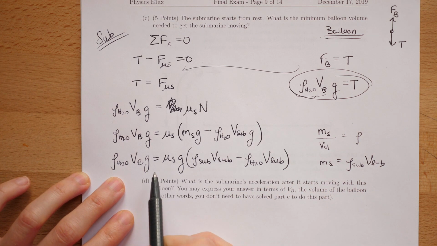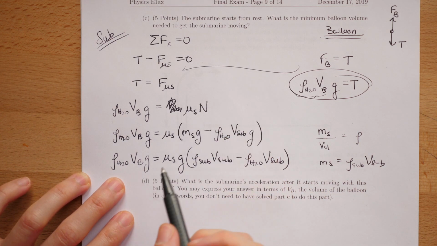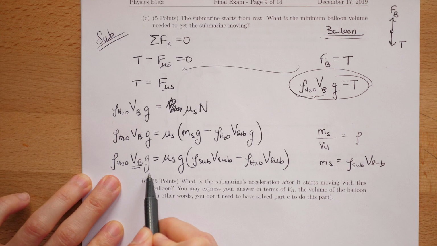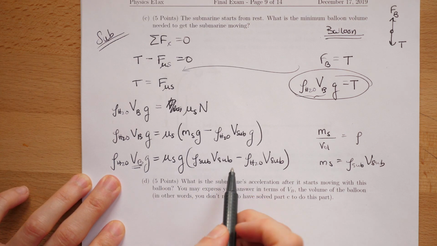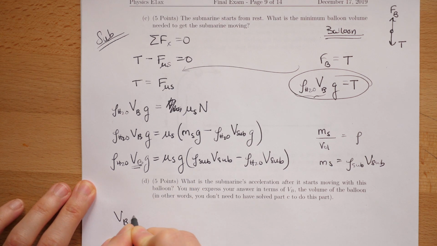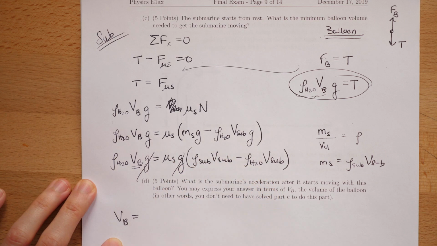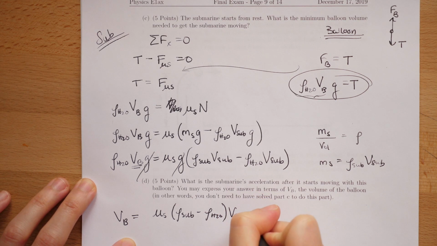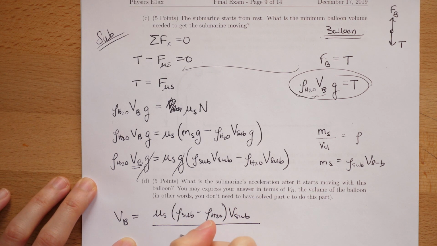And now all we have to do is solve for the balloon volume. So we just have to divide both sides by rho H2O times G. And you could pull the volume of the submarine out over here. So you would get the volume of the balloon, this G will cancel with this G. The volume of the balloon is mu S times rho submarine minus rho H2O times the volume of the sub, divided by rho H2O. And that's it.